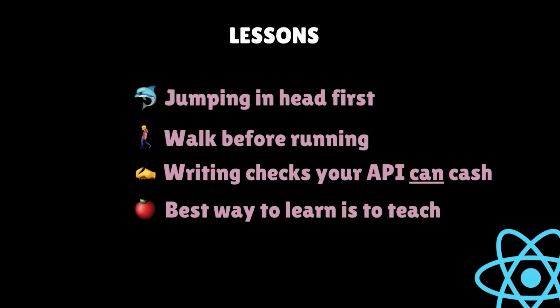Okay, so writing checks your API can cache. Somebody wrote an API somewhere. I don't, where's this data? What's this JSON object? The fourth one is best way to learn is to teach, hence why I'm here. I'll go into great detail for that. And the last one we have is stop, drop, and learn.